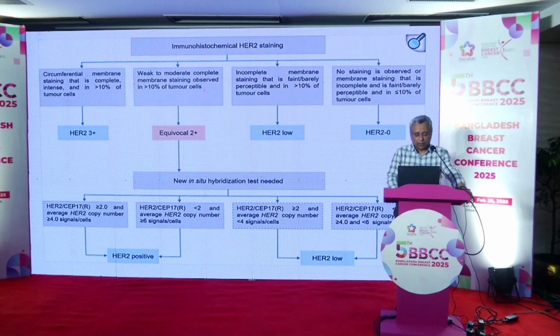So this is a flow chart that shows how HER2 stain is done, but I'm not going to go into details of this. I'm sure you all know. The only thing that's new is the HER2 low. So HER2 low, ultra low, and completely negative, which means there is no stain at all. So 0 stain is HER2 negative now.